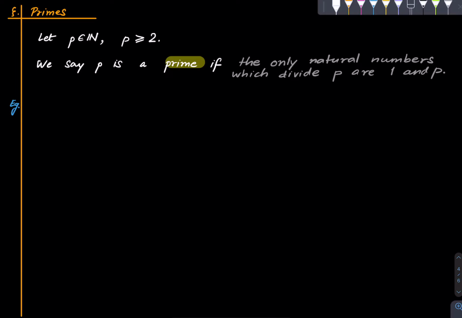So here are some examples. 1 is not a prime. Whenever we say prime, we always mean a number at least 2. So 1 is not a prime, and then we start with 2, 3 is a prime, 5 is a prime, 7, 11 is a prime, 13, 17, 19, 23, and so on. 6 is not a prime because 2 is a factor of 6 and 3 is a factor of 6, and they are both different from 1 and 6. So 6 is not a prime, and so on. So that is the notion of prime numbers.